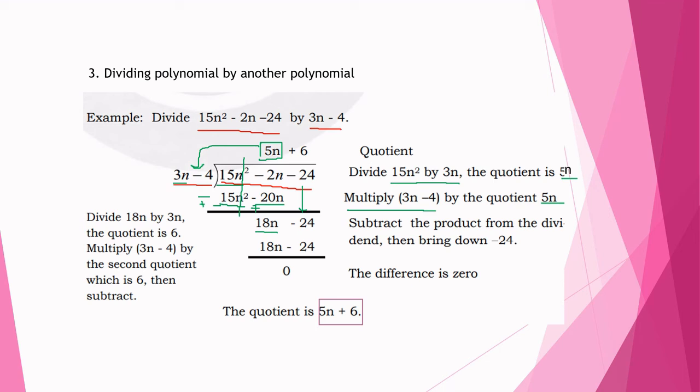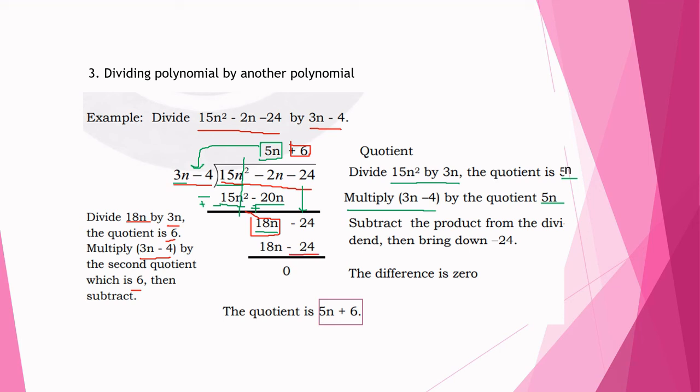Okay, next, ulitin lang natin yung step. This time, divide 18n by 3n. The quotient is positive 6. So, ilalagay mo dito positive 6 sa taas. And then, multiply 3n minus 4 by the second quotient, which is 6. So, 6 times 3n minus 4. So, that is 6 times 3n is 18n. 6 times negative 4 is negative 24.